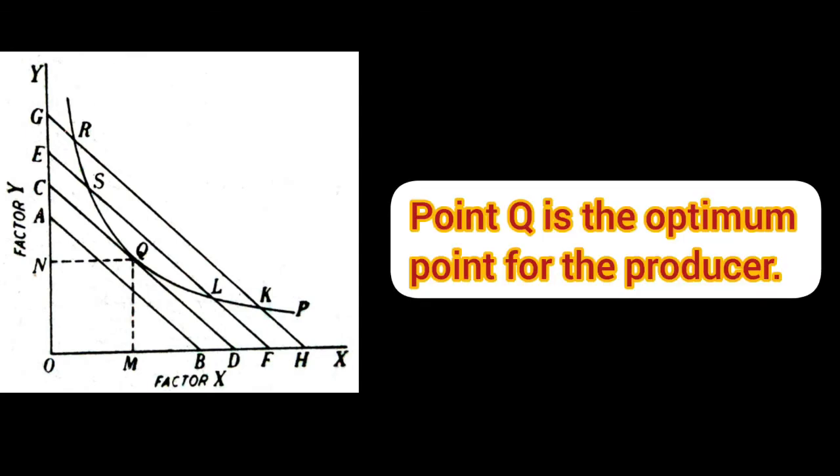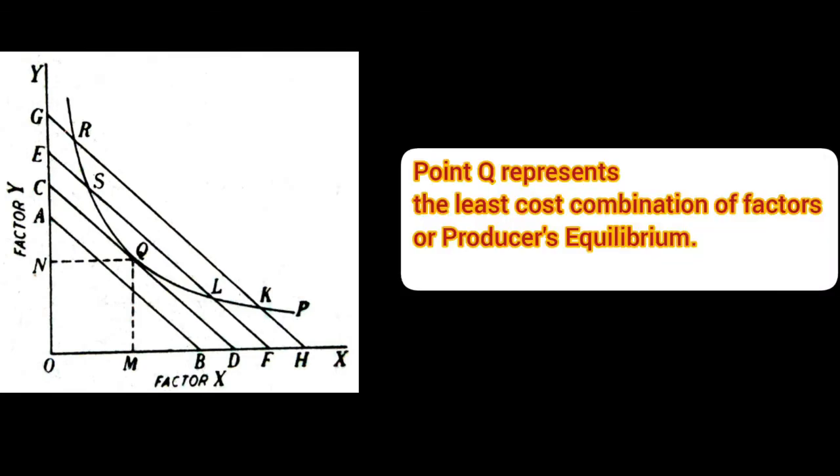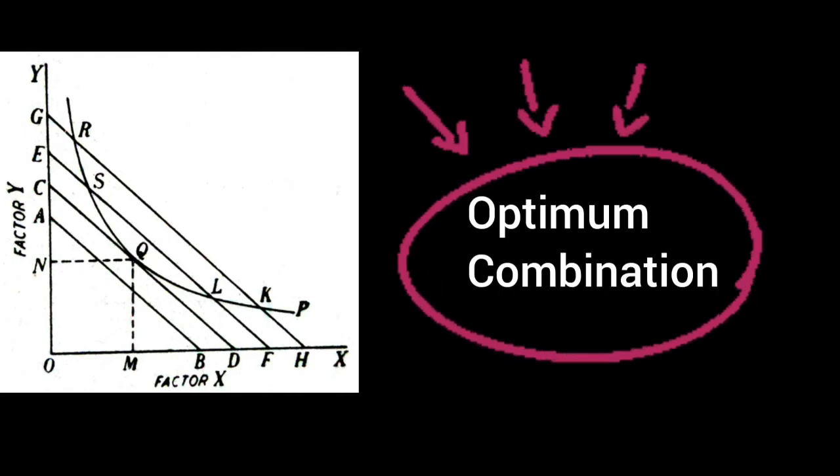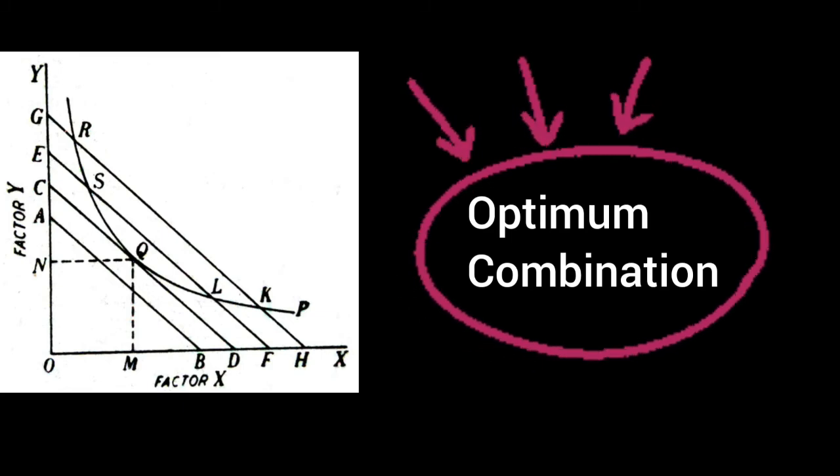So the producer will produce at point Q, which is the optimum point for the producer. This point represents the least cost combination of factors. Now at point Q, the producer will produce 500 units of output by using On amount of factor Y and Om amount of factor X. So factor combination Q is therefore an optimum combination for the producer under the given circumstances.